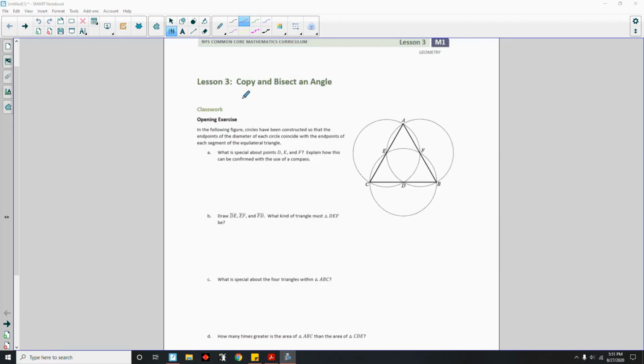Welcome to Lesson 3, Copy and Bisect an Angle. Bisect means to cut it in half so that each half is equal. Alright, so classwork, opening exercise.